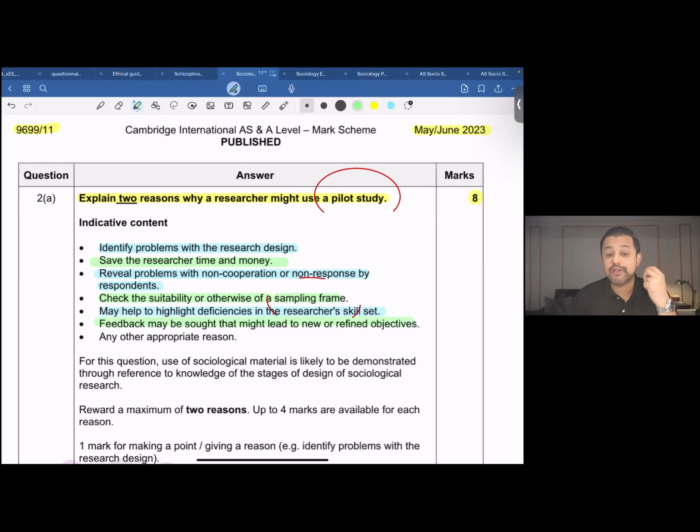The next one, feedback may be sought that might lead to new or refined objectives. Now, the feedback that you receive from the research you've conducted on a smaller scale, you could use to come up with a newer idea or a more refined objective.